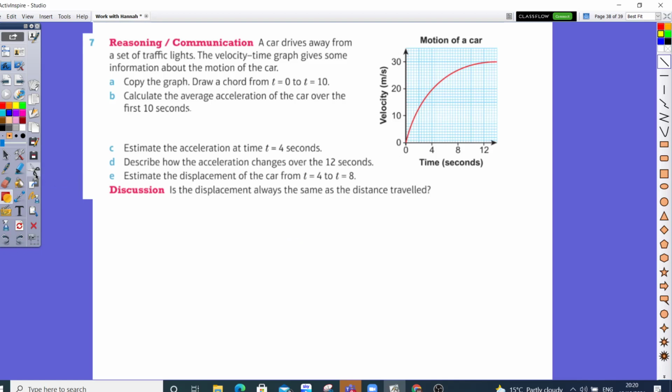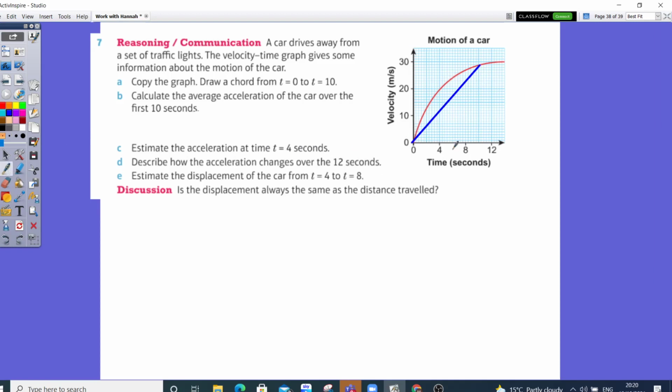So, that's what I'm going to do with that. I'm going to draw a chord between 0 and t equals 10 seconds, which will be about here. Okay, now, once I've done that, there's 10 seconds. Just going to bring that down. Now, we've done that. Calculate the average acceleration of the car over 10 seconds.